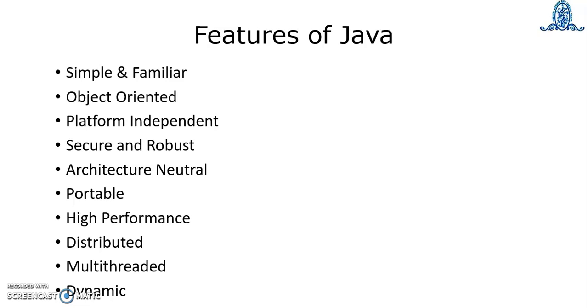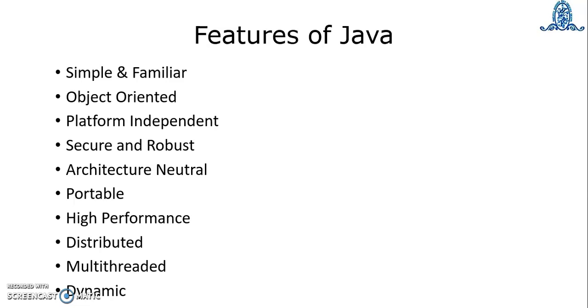What is multi-thread? Multi-threaded means more than one thread is executed simultaneously. The main advantage of multi-threading is that it does not occupy memory for each thread. All the threads share a common memory space or area.